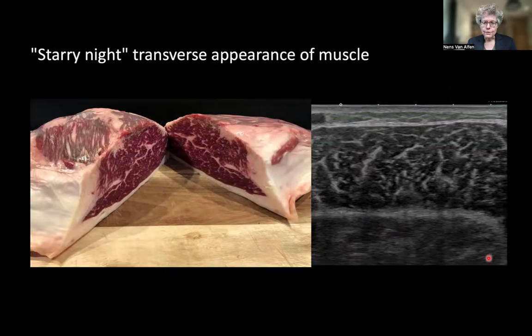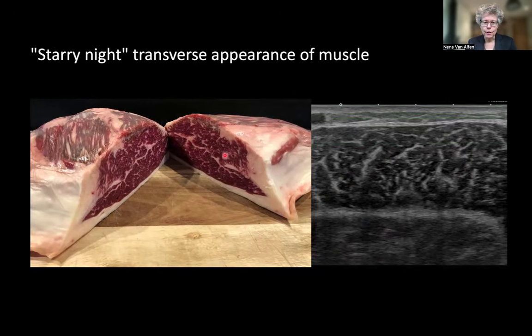Now, if you look at muscles, you may appreciate why the transverse slices are called starry night appearances. So this is a slab of meat. It's a picanha, tail end of a cow. And this is my gastroc. And you will see there's quite a striking similarity, right?